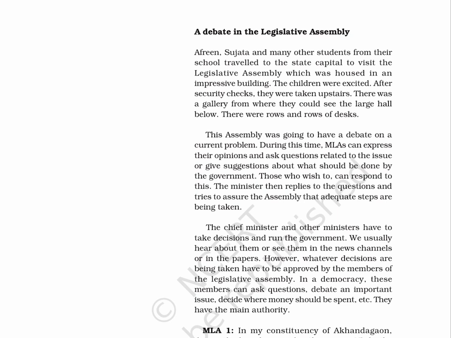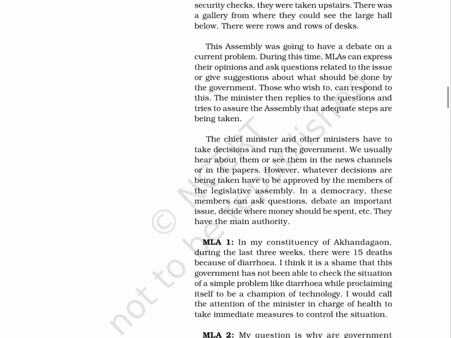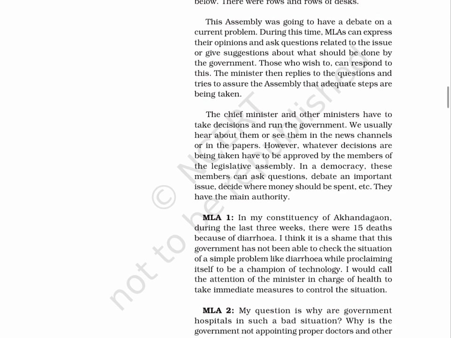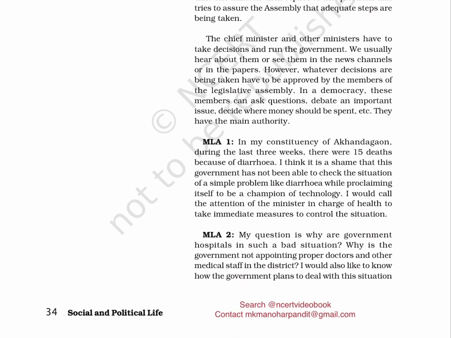During this time, MLAs can express their opinions and ask questions related to the issue or give suggestions about what should be done by the government. Those who wish to can respond to this. The minister then replies to the questions and tries to assure the assembly that adequate steps are being taken. The chief minister and other ministers have to take decisions and run the government. We usually hear about them or see them in the news channels or in the papers. However, whatever decisions are being taken have to be approved by the members of the Legislative Assembly. In a democracy, these members can ask questions, debate an important issue, decide where money should be spent, etc. They have the main authority.